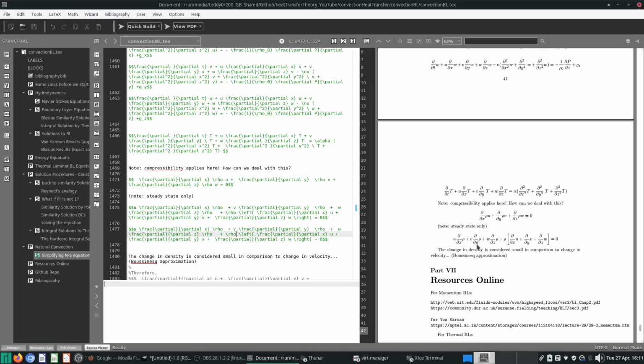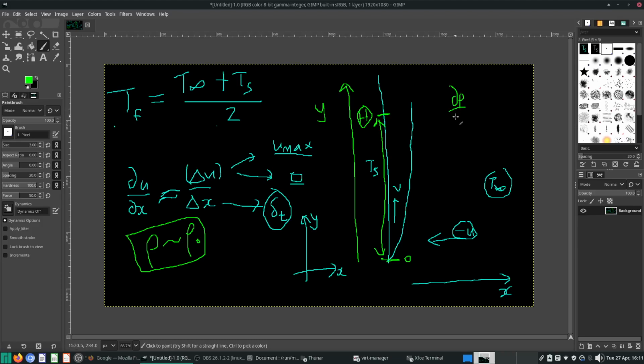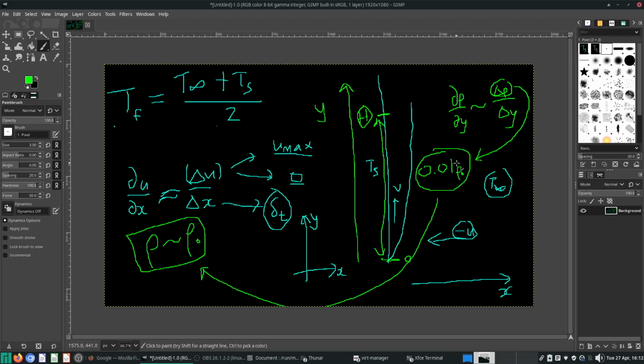Let's say you want to have this del rho del y, because we want to check what the variation in density is. The variation in density will scale as delta rho over delta y, and of course this delta y scales as h. This delta rho, how much are we expecting? We may expect 0.01 rho, that kind of order of magnitude, and we are not expecting drastic changes in density here. So this delta rho is a very small value compared to rho.